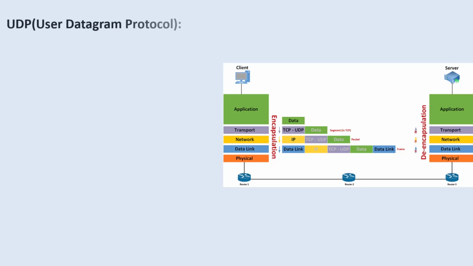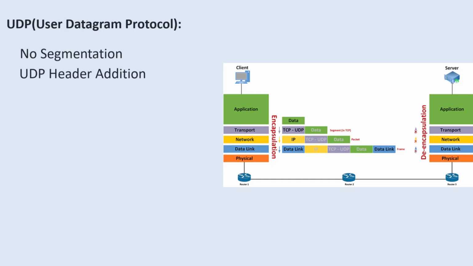UDP. In UDP, we have no segmentation. Unlike TCP, UDP is a connectionless protocol that doesn't segment data into smaller units. The entire data from the upper layer application is treated as a single datagram.